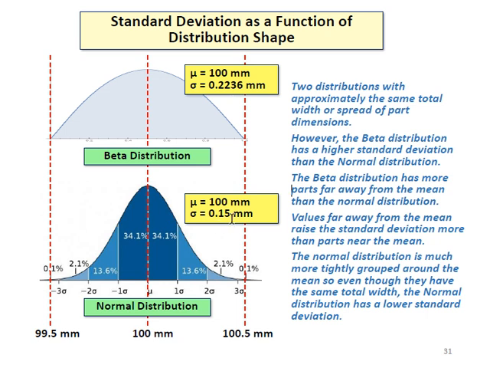0.2236 is larger than 0.15 millimeter. So the standard deviation is higher than that of the normal distribution. The higher standard deviation indicates that you have more values that are far away from the mean, causing the distribution to be wider, so you can see the wider curve in the beta distribution.